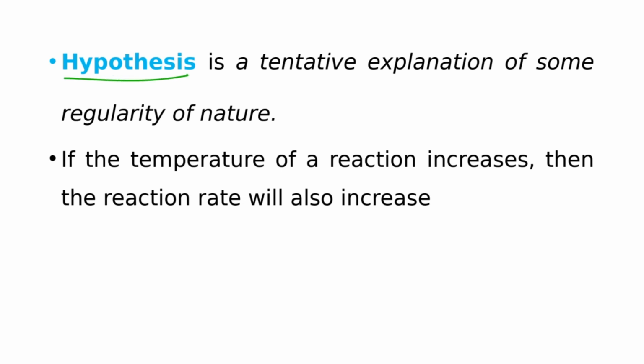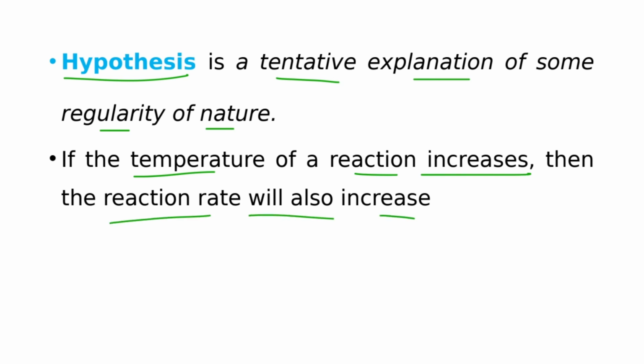Now the second step, which is hypothesis, is a tentative explanation of some regularity of nature. So basically, it is a possible explanation that we can test. It is a testable explanation. Like, if the temperature of a reaction increases, then the reaction rate will also increase. So this hypothesis, we can test it using an experiment.